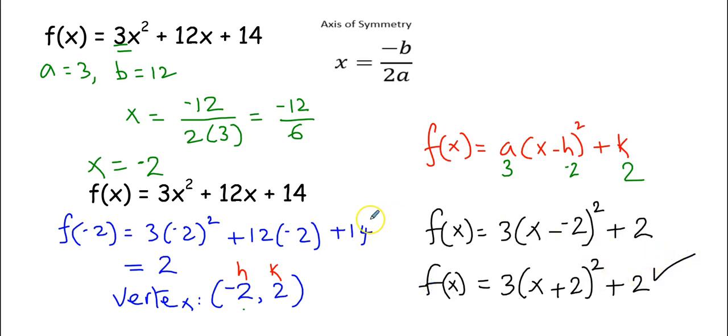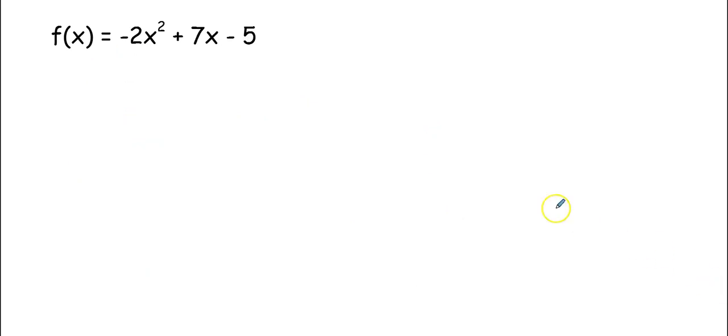Very simple. Just find the axis of symmetry, substitute it in the function f of x to find the value of k. This x and y give you the vertex h comma k. Go back and substitute in the vertex form of the quadratic function. Now the last example, you have some negative sign here.